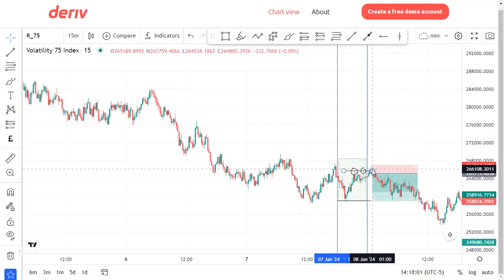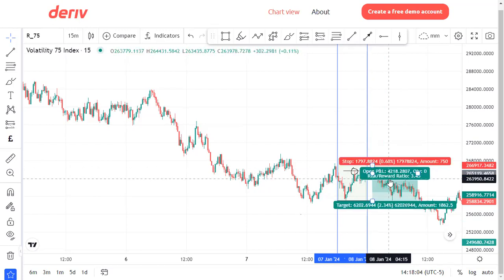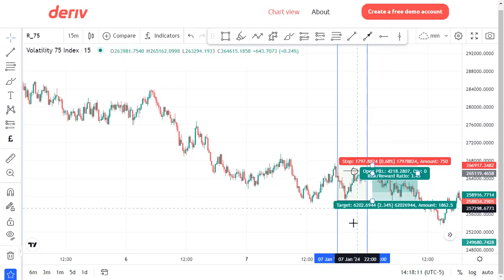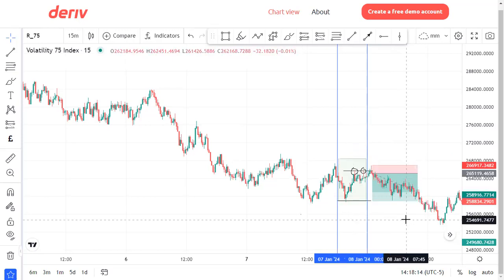Then you get another chance at 6. If you follow this closely, at around 6 a.m. New York, you get another chance. So there are days where you don't get a trade at 12 a.m., but you get a trade at 6. So you check these specific times, 12 a.m., 6 a.m., and 08:30 in the morning, New York time. You get trades on D75.